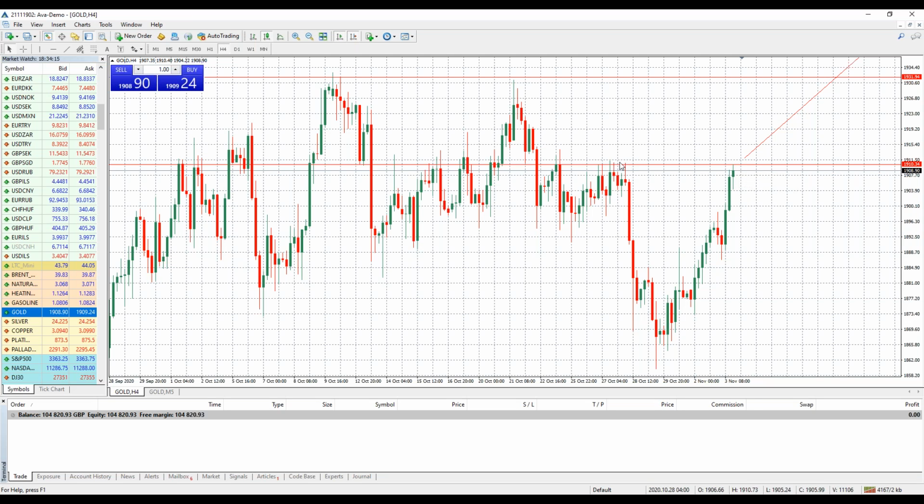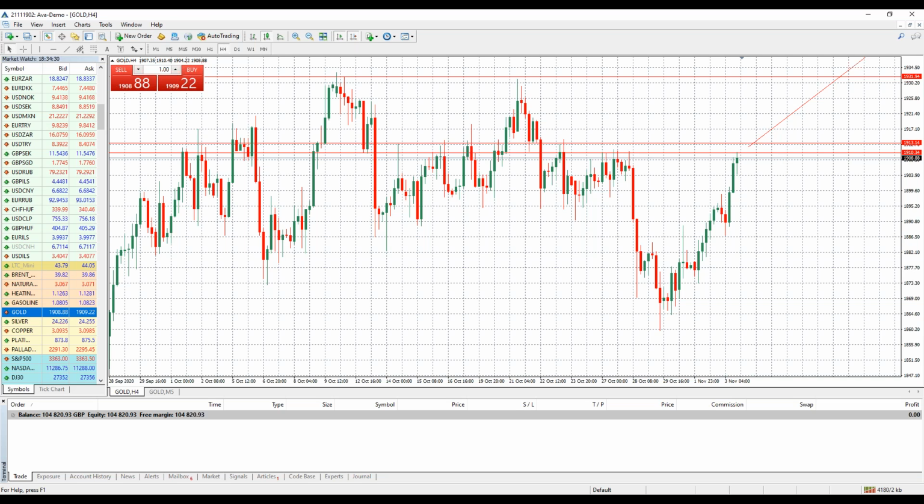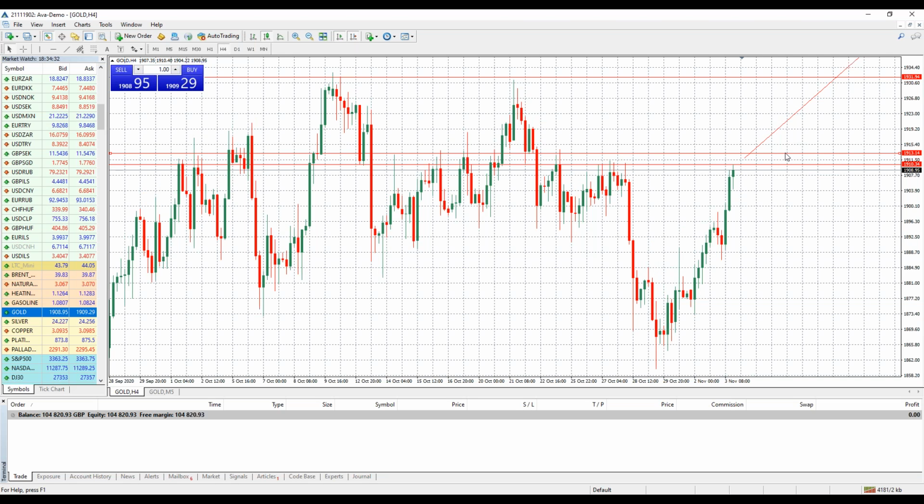If this resistance level breaks, and hits, let's say, this price level here, then maybe it's time to buy, right? So let's say it hits 19.15. I'm going to go a little bit higher. Okay, let me just activate this line and whoa.